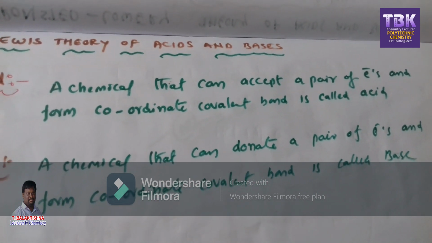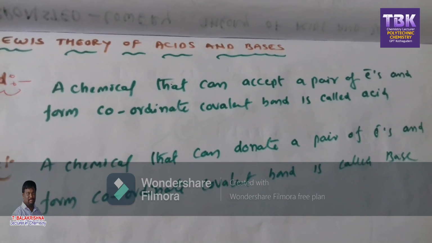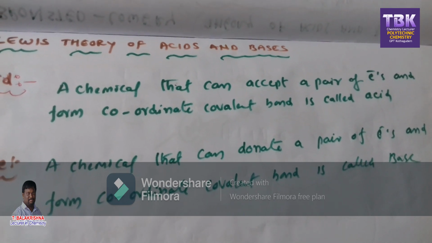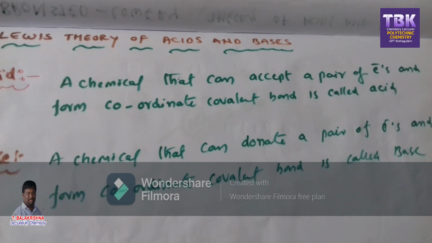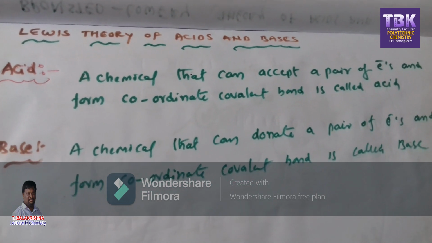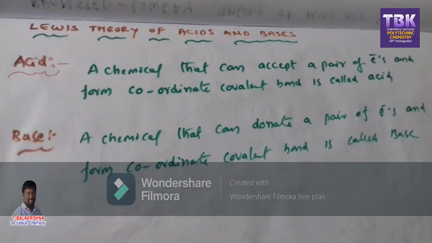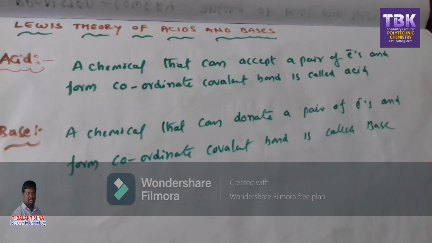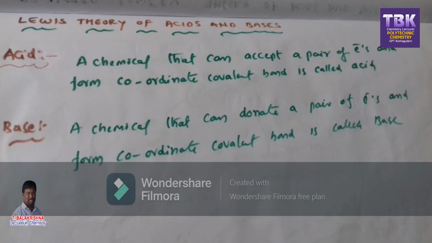is called acid. A chemical substance that can accept a pair of electrons and form coordinate covalent bond is called acid. The definition of the base according to the Lewis theory of acids and bases is a chemical substance that can donate a pair of electrons and form coordinate covalent bond is called base.